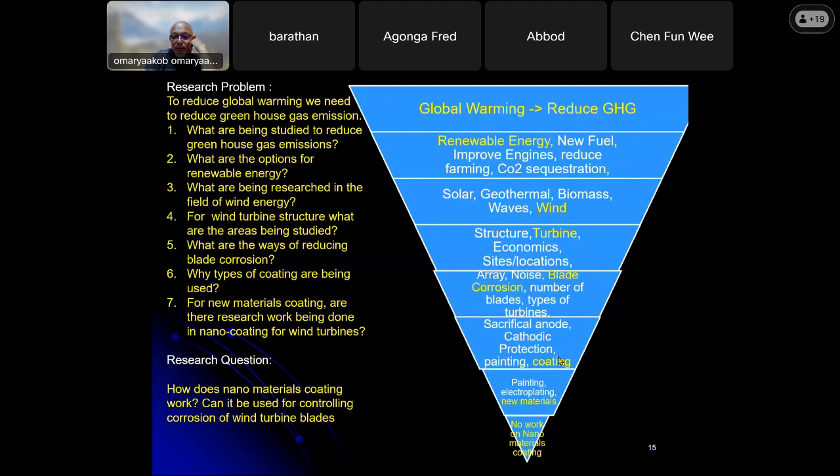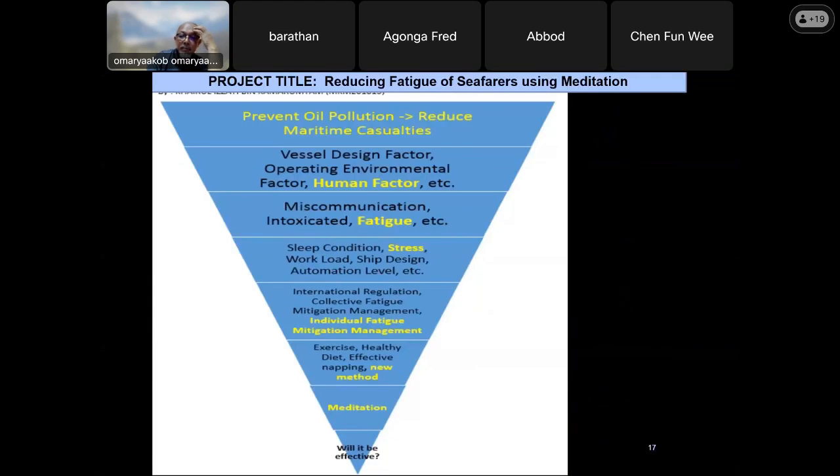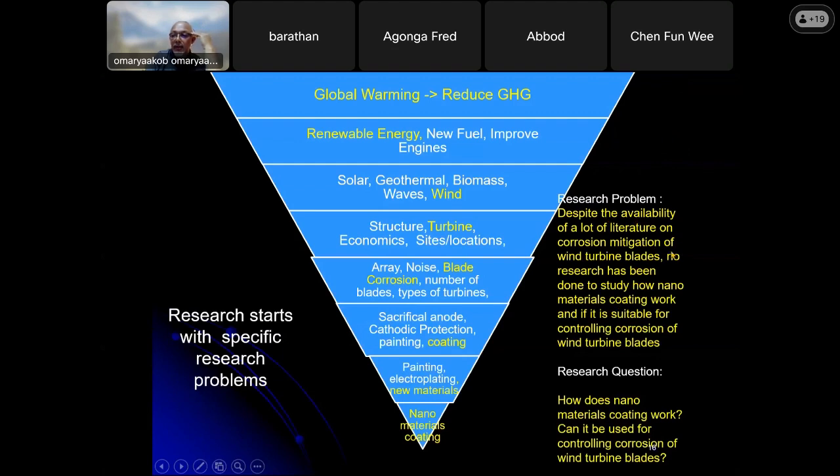So what coatings are being used? Some people are using paint, some people are looking at new materials. And for new materials, is research being done on nano coating? No work on nanomaterial coating. Because of that, can it be used for controlling corrosion? So you come up with the conclusion that despite the availability of a lot of research on corrosion mitigation of wind turbine blades, no research has been done to study how nanomaterial coating works and if it is suitable for controlling corrosion of wind turbine blades.